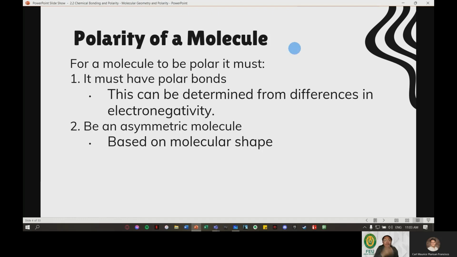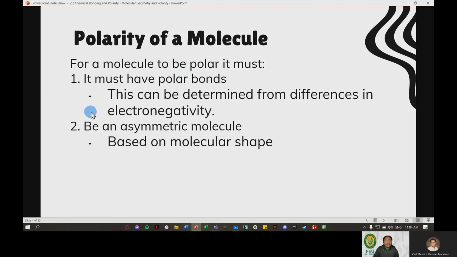Wherein, we also discussed polarity gives you the status wherein a molecule could be polar or non-polar. Polar, meaning to say the sharing of electrons of your covalent compounds is unequal. Non-polar molecule, meaning to say the sharing of electrons of your covalent compounds is equal. Polar, unequal sharing of electrons. Non-polar, equal sharing of electrons.